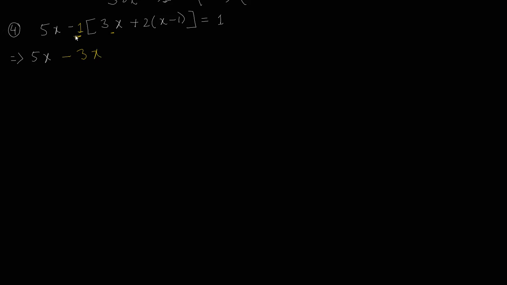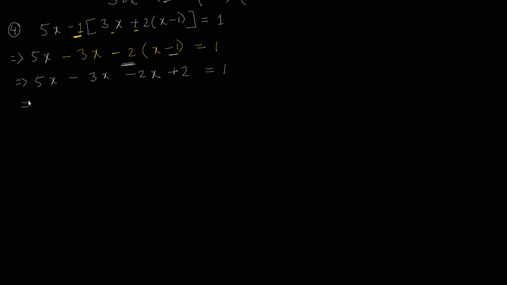And then what I have is negative 1 multiplied by this positive is going to be negative, and then 2, then I have x minus 1 equal to 1. So now let's simplify a little bit more. So I have 5x equals 3x, and then negative 2 multiplied by x is what? Negative 2x, and negative 2 multiplied by negative 1 is positive 2 equal to 1.